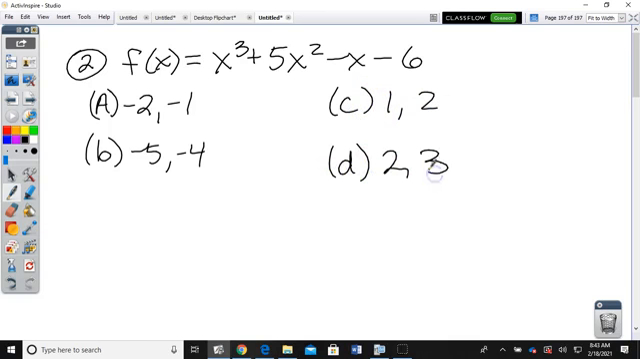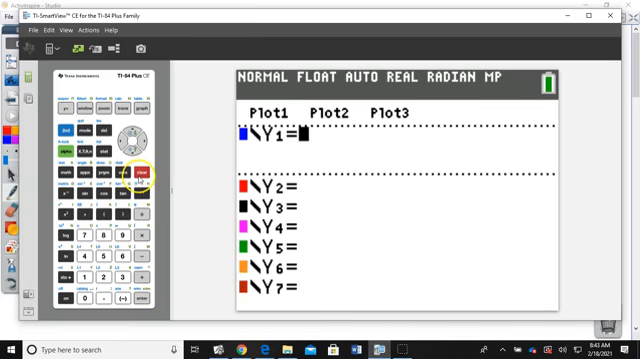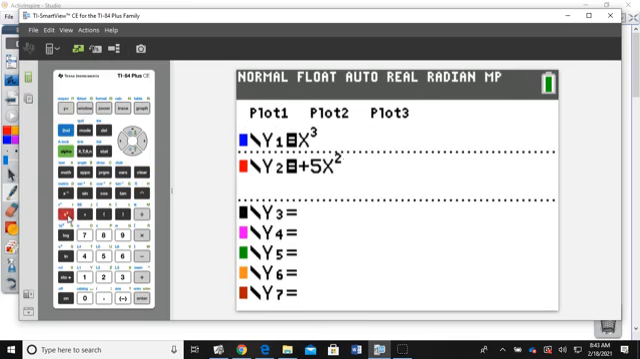And I apologize, I said this was from the mid-test, but this was not from the mid-test. This was your first lesson in this next section, so 4, 5. But all you're doing is graphing it and seeing which one it does not come in between. Okay? So go to y equals and plug that into your calculator. Y equals x to the 3rd plus 5x squared. Minus x minus 6.